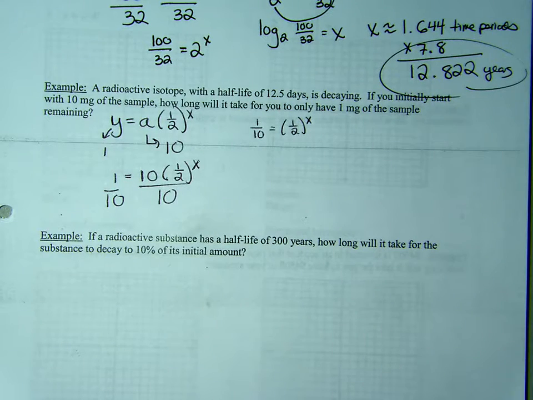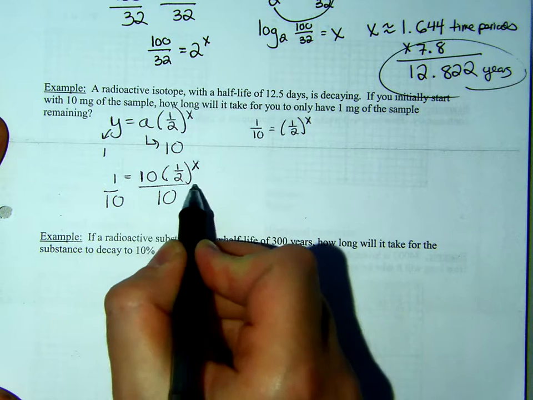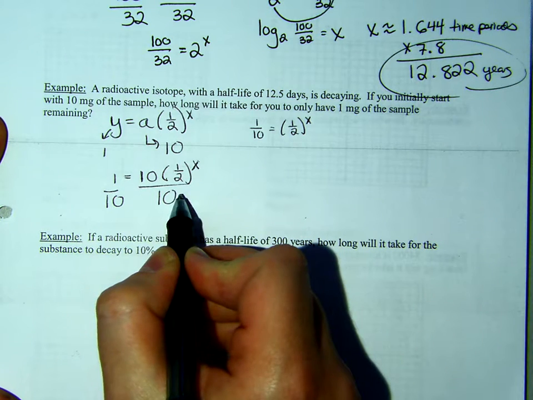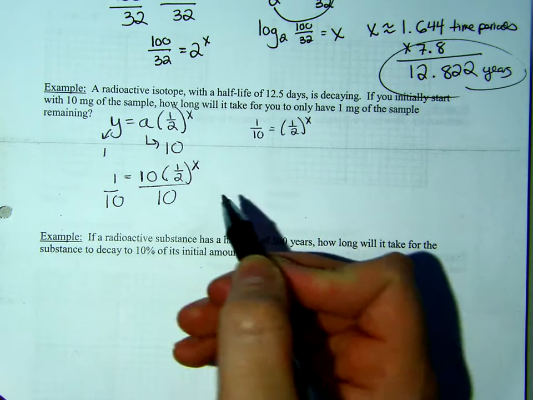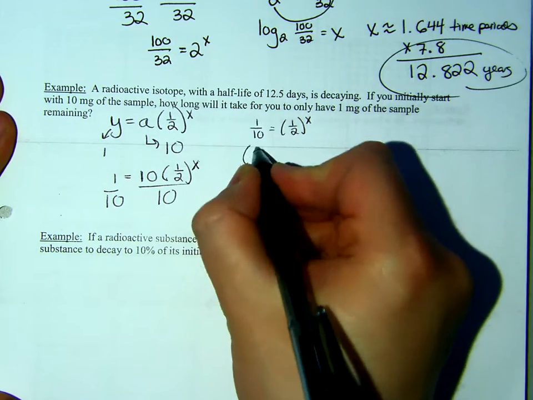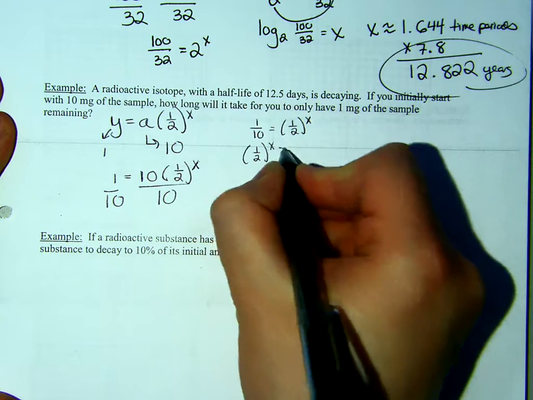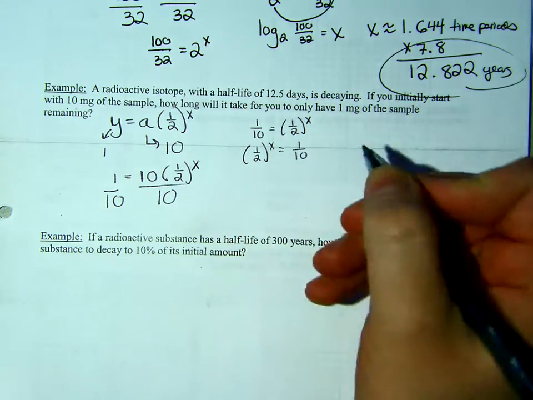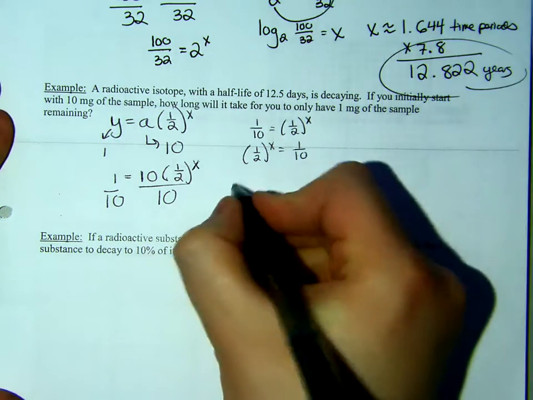But can't you do 1 equals 5 to this? Whoa, whoa, whoa. No, you can't do 10 times 1/2 because the 1/2 has a power on it. It has an x on it. So we're not allowed to multiply those things together. I think it might be easier to convert if I switch the sides. So 1/2 to the x equals 1/10. I'm ready for log form.